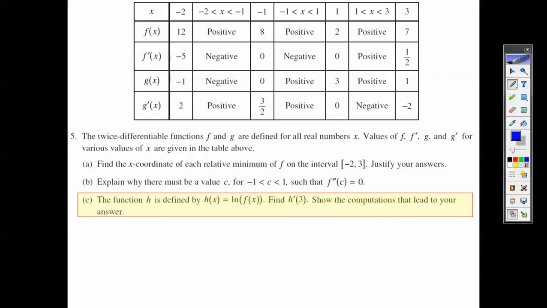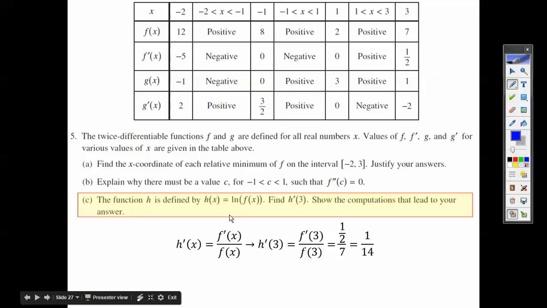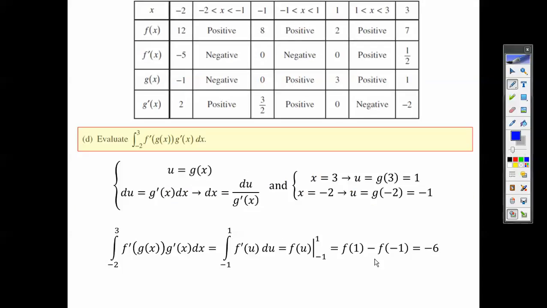Alright, the function h is defined by this, so h prime of 3. We're going to do the outside, so that's 1 over f of x, times the derivative of the inside, which is f prime. So you get f prime over f, and then you put in your 3. F prime of 3 is 1/2 over 7, so 1/14. Great? Okay, pretty easy.